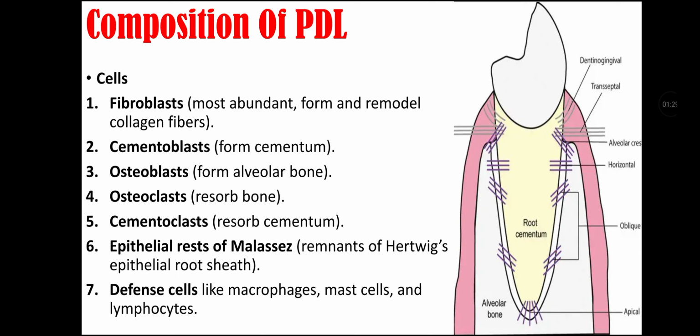Fibroblasts are most abundant cells that form and remodel collagen fiber. Cementoblasts form cementum. Osteoblasts here form alveolar bone. Osteoclasts resorb bone. And then there are cementoclasts that resorb cementum. Then there are epithelial rests of Malassez that are remnants of Hertwig's epithelial root sheath. And then there are defense cells like macrophages, mast cells, and lymphocytes.